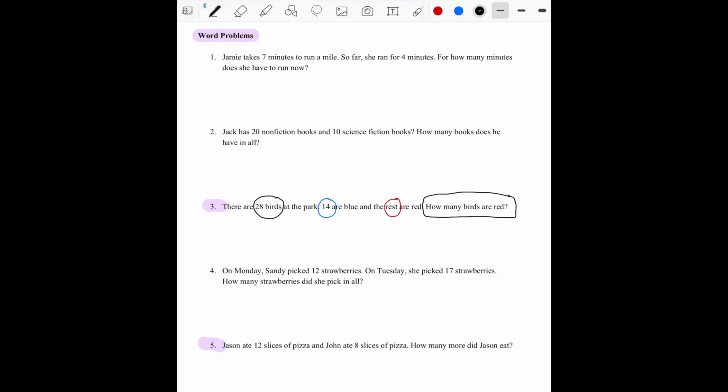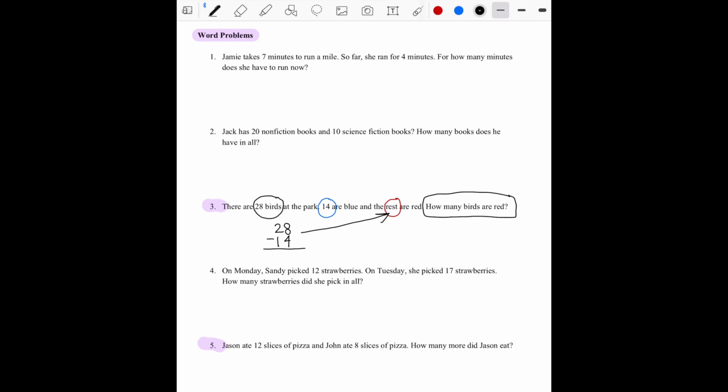Alrighty, so first let's start off with the information that is given to us. We know that there are 28 birds in total, and 14 of them happen to be blue, but the question is asking for the number of birds that are red. So we are simply dealing with subtraction over here. So we have 28 in total, and we have to subtract 14, which is the amount of blue birds at the park, from 28, because that is the total number of birds at the park, in order to find out what this number is right here.